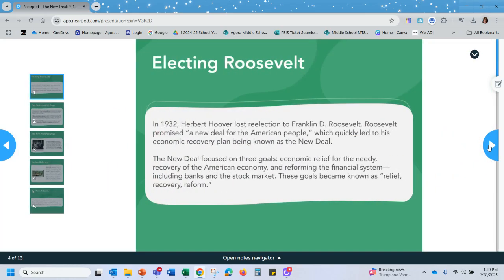Electing Roosevelt. In 1932, Herbert Hoover lost re-election to Franklin D. Roosevelt. Roosevelt promised a New Deal for the American people, which quickly led to his economic recovery plan being known as the New Deal. The New Deal focused on three goals: economic relief for the needy, recovery of the American economy, and reforming the financial system, including banks and the stock market. These goals became known as relief, recovery, reform.